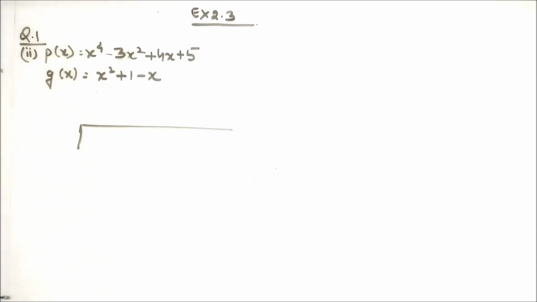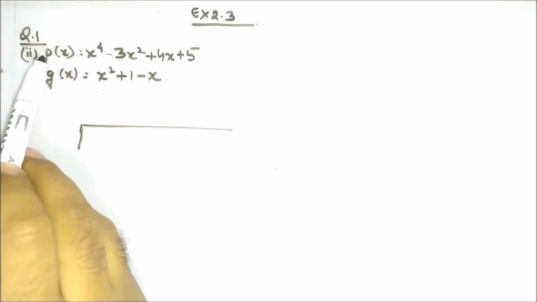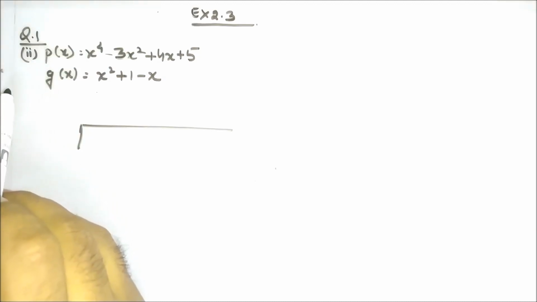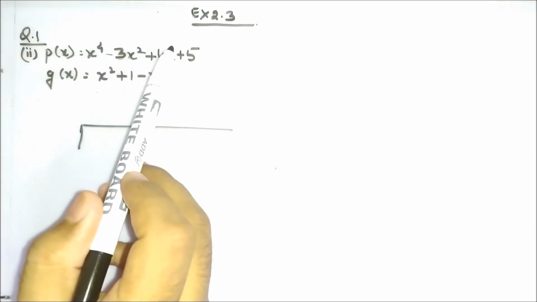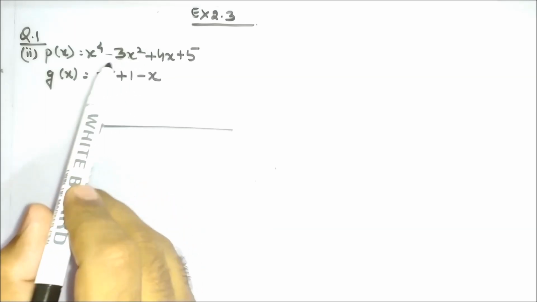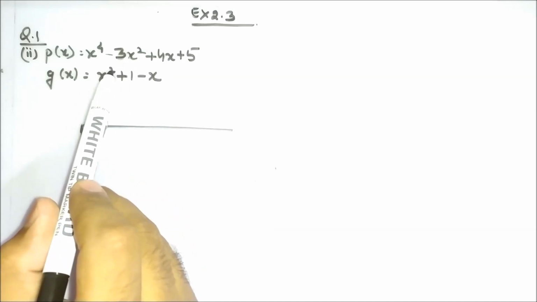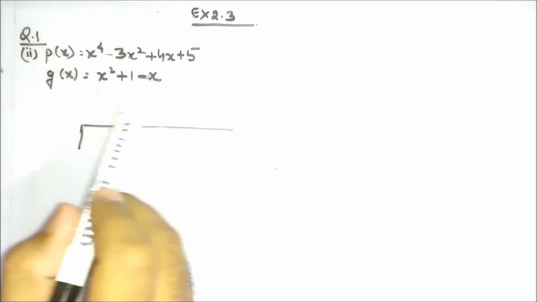Now here in the second part, again px and gx are given to us. We need to divide px by gx and get the quotient and remainder. So again first we will check whether the powers of x are in decreasing order or not. Here the power is 4, power is 2, 1 and 0. So this px is in decreasing order. But here if you see, it is x power 2, here x power 0 and here x power 1. So it is not in decreasing order.